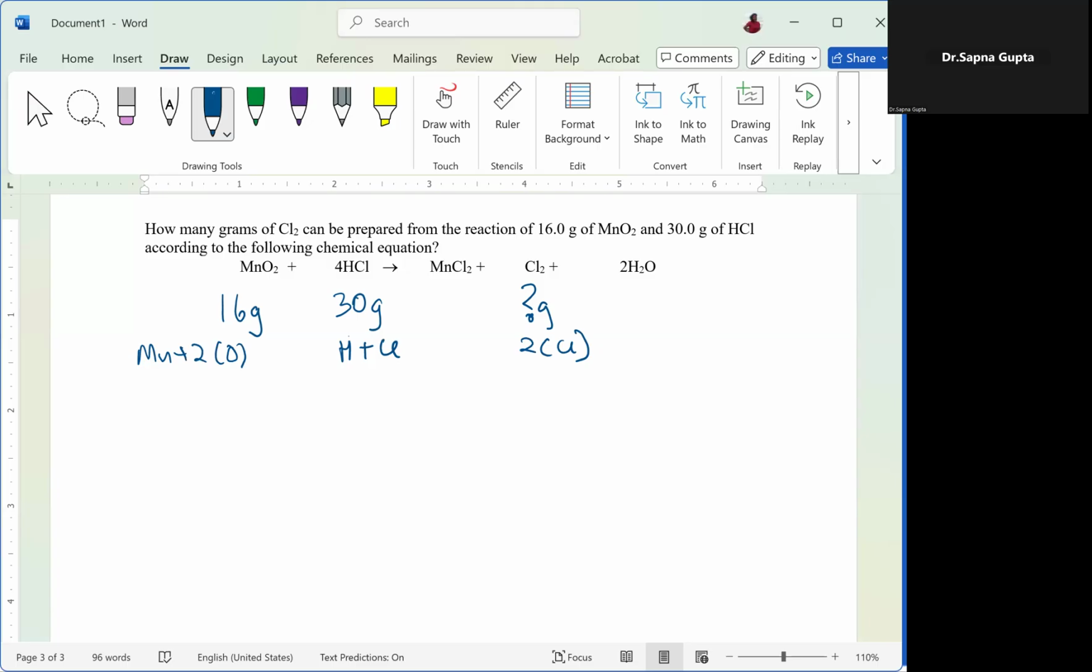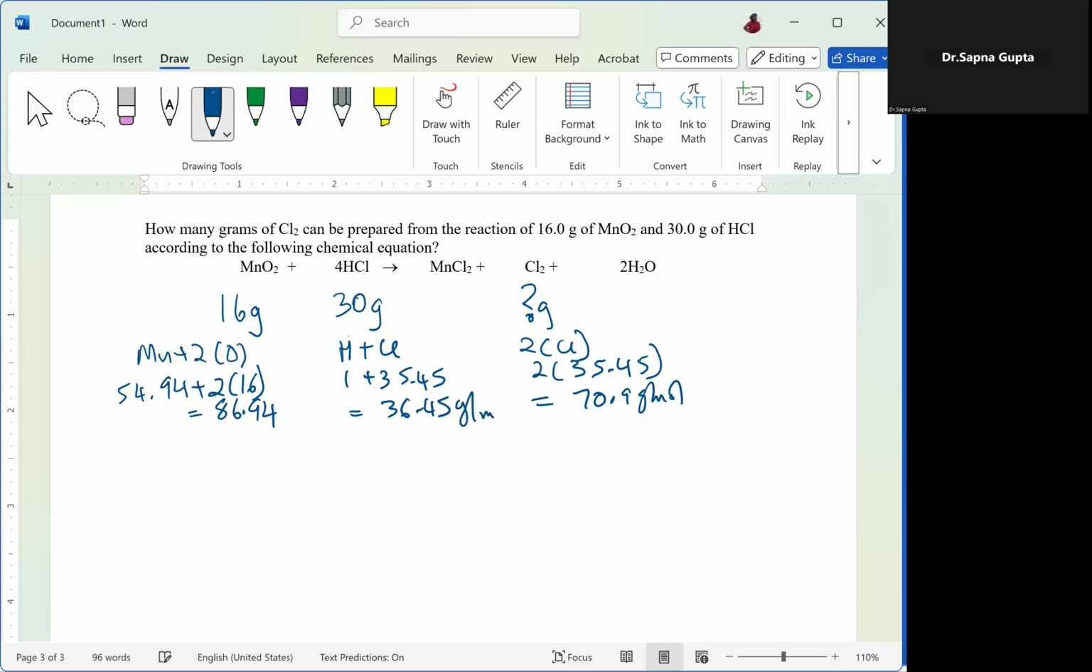So let's do MnO2: 54.94 plus 2 of the 16, and this is 86.94. HCl is 1 plus 35.45, and that's 36.45. And then 2 times 35.45 is 70.9 for Cl2, and of course, everything is gram per mole.